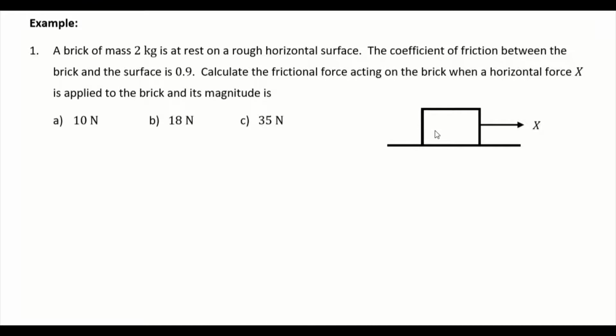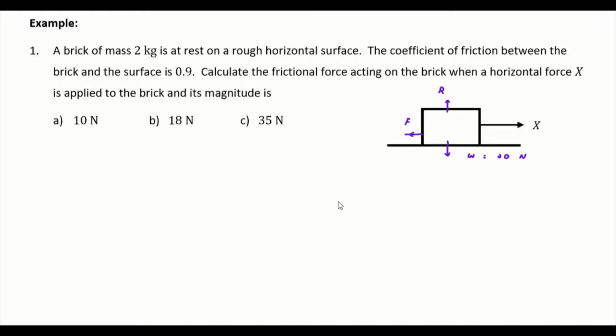So let's start by writing down all the forces that act on this brick first. We know that there will be a weight, which is equal to the mass multiplied by the gravitational acceleration, giving us 20 Newton. Then we have our R, the normal reaction force. If the direction of the motion is towards X, our friction will be opposing that direction. So that's all the forces we have here.